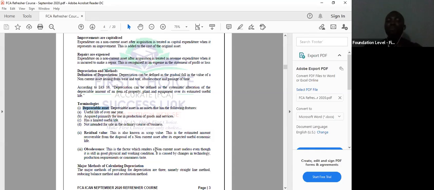Acquired primarily for production of goods and services. Production of goods, if you are manufacturing, services also. Like what? Building, motor van, or equipment, and the rest. Land is not depreciable. Also, it has a limited useful life. It's not for a long period of time. It will have a depreciable amount, that we are talking about, depreciable amount.